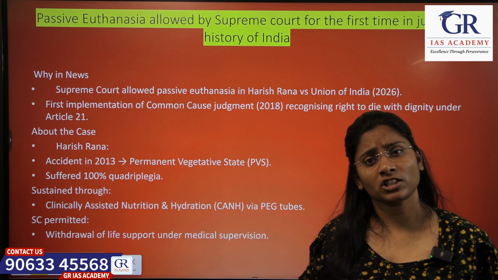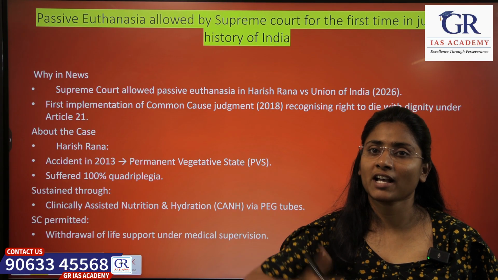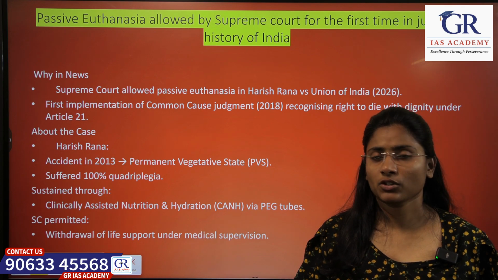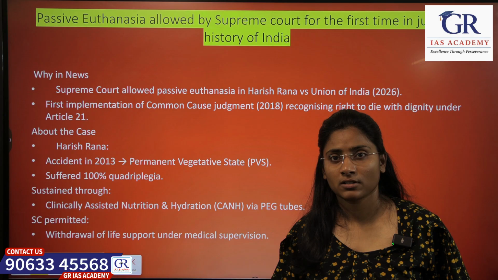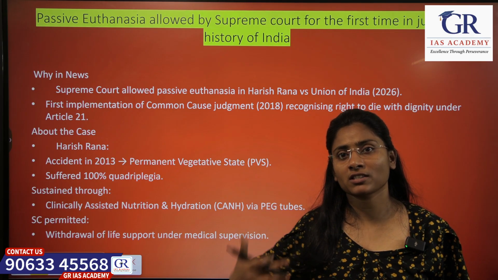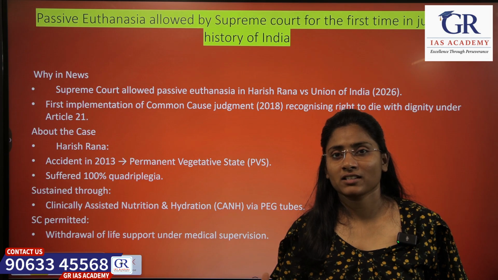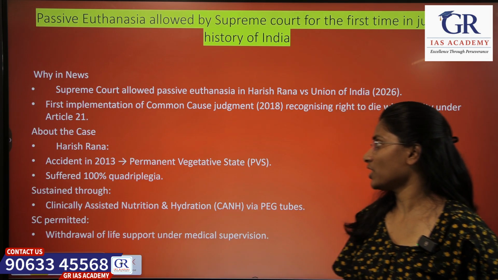But what is passive euthanasia? When someone is on life support, if the support is withdrawn, that person normally dies. So you are not giving any injections or anything to kill a person, but you are removing the support that is keeping him alive. By removing the support, this person dies. This is called passive euthanasia.